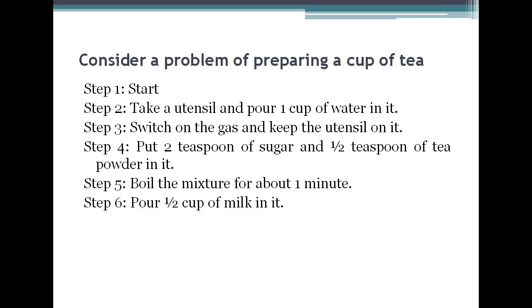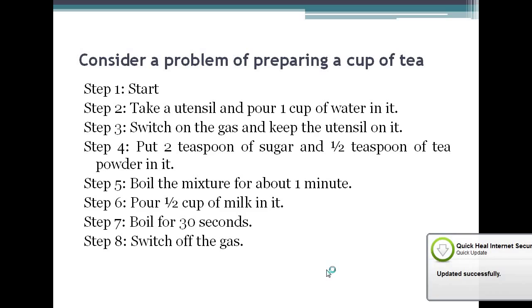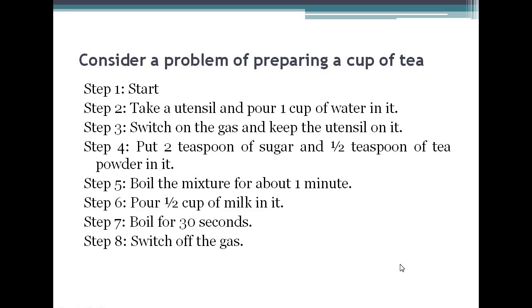Next, pour half cup of milk in it. Another input to be taken for preparing a cup of tea. Step 7, boil for 30 seconds. So after the next input, we are again going to process the step. Next step, switch off the gas. Next, step 9, take a teacup and filter the tea in it.